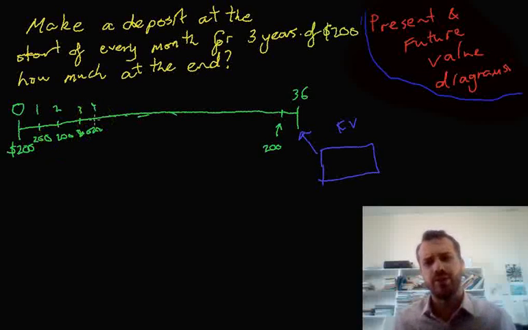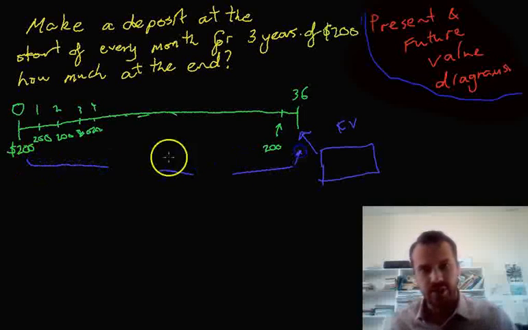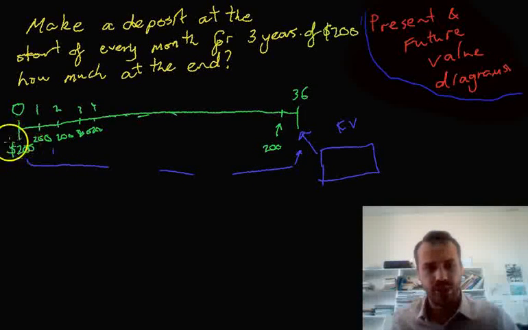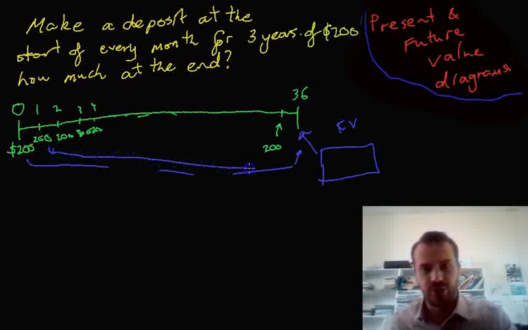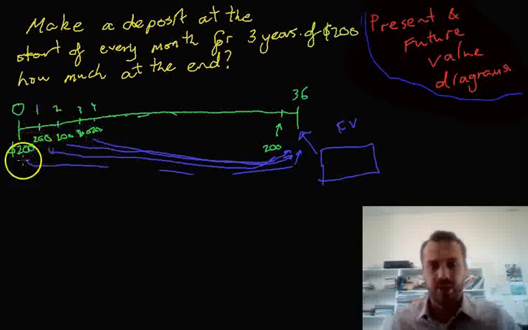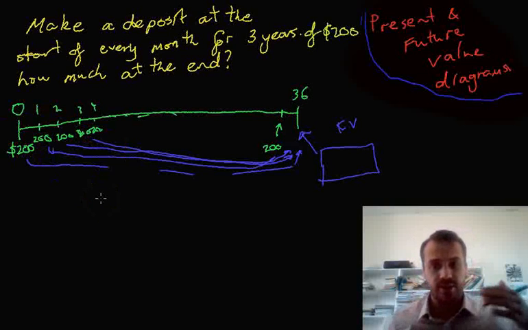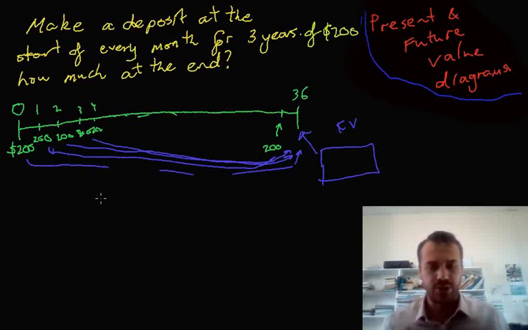The way that you really think about it is that each of these $200 is like an individual bank account. So $200 for 3 years, or 36 months, $200 for 35 months, $200 for 34 months, $200 for 33 months. You could do, if you wanted to, 36 different compound interest questions, add them all together, and you'd have the final answer.